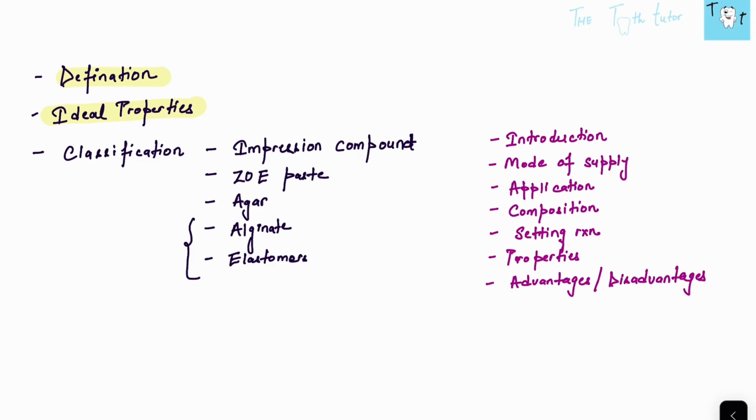Then there are mainly these 5 categories that we have to study. So first is impression compound, second is ZOE paste, third is agar, fourth is alginate, and fifth is elastomer. Elastomers have their own categories. So today I'll cover up to agar, and then in the next lecture we'll go over alginate and elastomers.